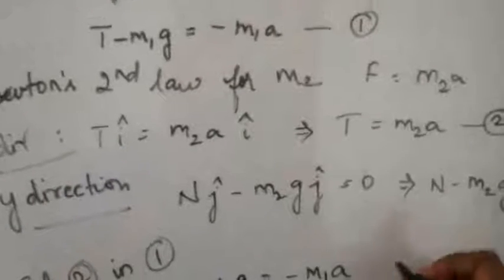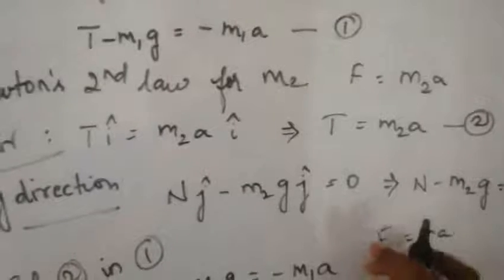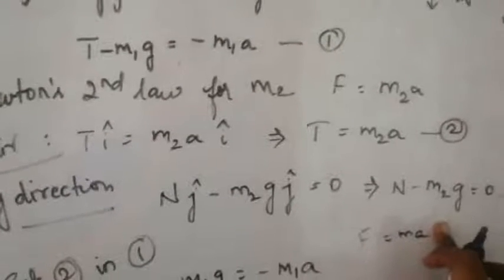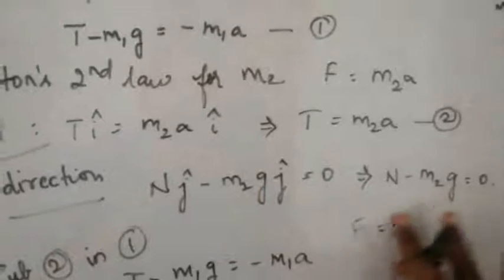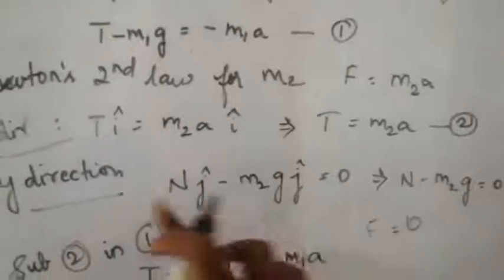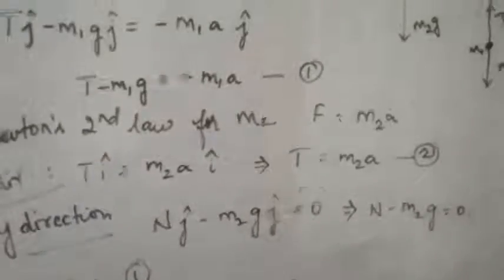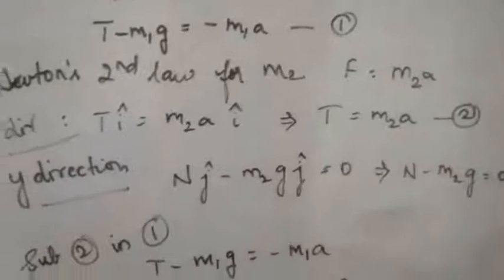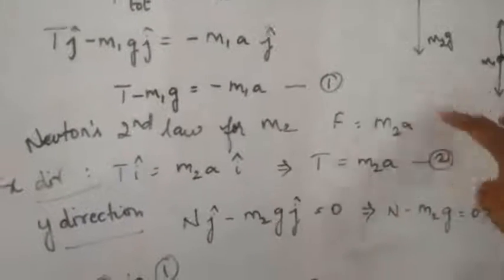actually Newton's law is F is equal to ma, isn't it? In this part, for the y direction, no acceleration, which is acceleration is 0. So this acceleration becomes 0. Anything into 0 is simply 0. Then for this case, total force equal to 0. Total force is nothing but N minus m2g is equal to 0. So this part you need not worry about. You're going to consider only 1 and 2.